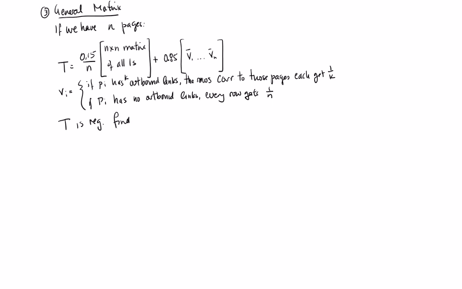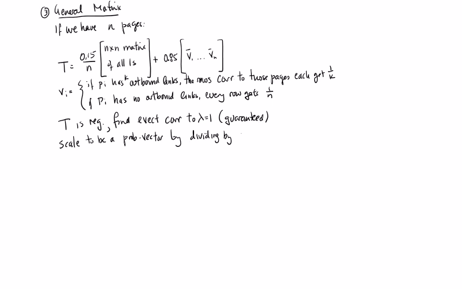We find the eigenvector corresponding to lambda equals 1, which is guaranteed. We scale it. Now, for what it's worth, because you're just scaling it, in theory you could argue that relatively speaking, the values would still count even if you didn't scale it. But to be proper, we would scale to be a probability vector by dividing by the sum.